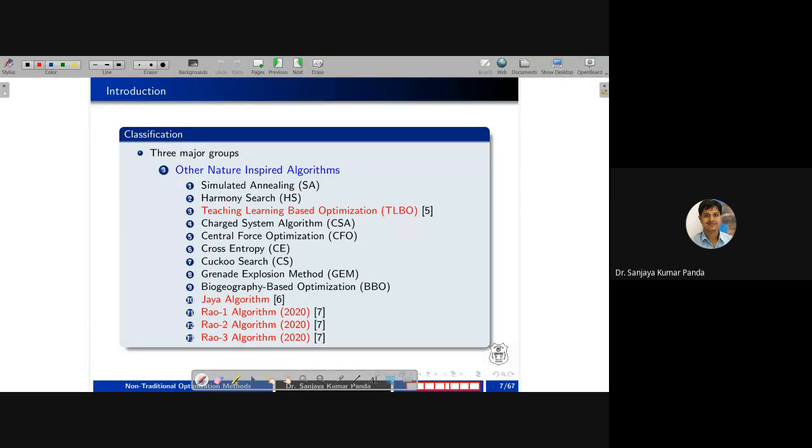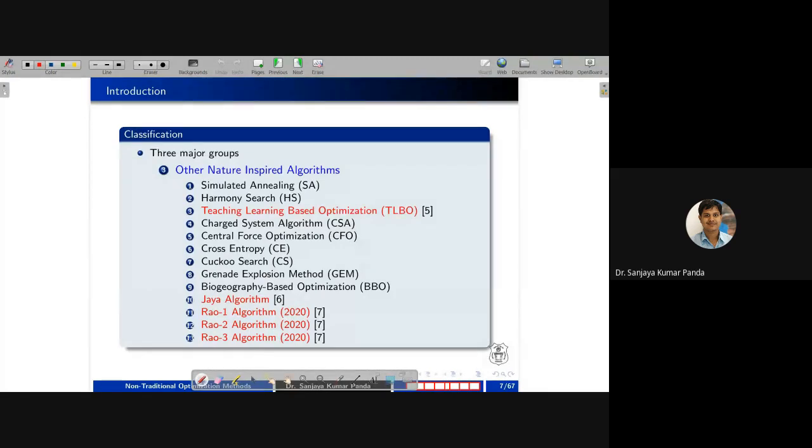But when you go to the learning phase, let's say this program is over, then one participant may discuss the concept with another participant, right? That is called the learning phase. In the first phase, we learn from a teacher. In the second phase, we discuss whatever we have learned. Based upon that, we have the teaching learning based optimization algorithm.